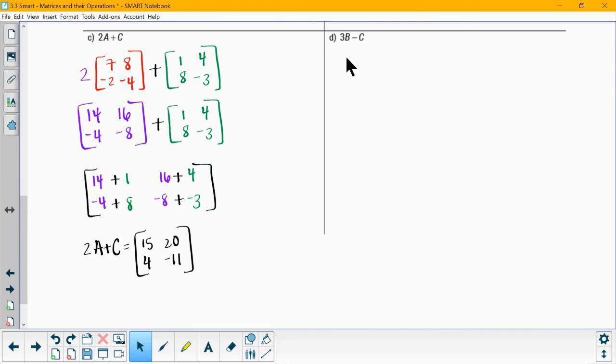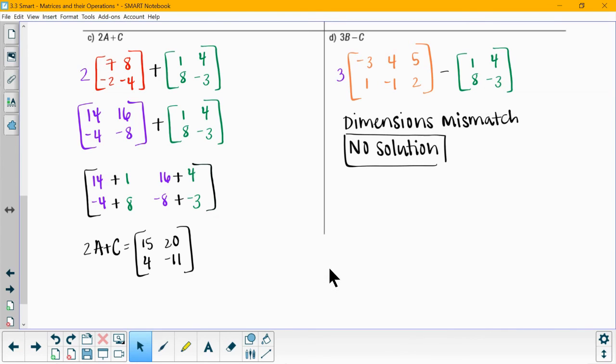Now for D, I'm going to write out my equation, and I notice that I have a 2 by 3 and a 2 by 2. When I am adding or subtracting, it is so important that you have the same dimensions, and I don't. So when my dimensions do not match, I have a mismatch, there is no solution. You cannot do this problem.